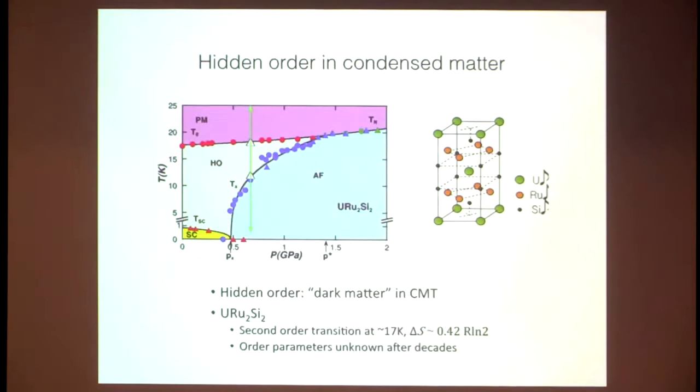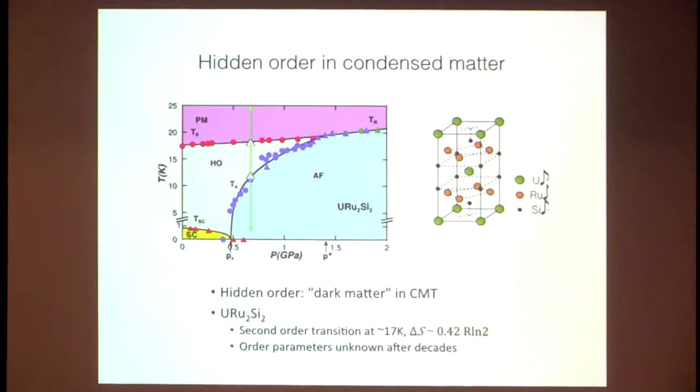So hidden order is an older subject in condensed matter physics. It has been there for about 30 years. This is the famous compound uranium ruthenium silicon, where the idea of hidden order was proposed. This compound has both conducting electrons and local moments, and as you cool the system, around 17 Kelvin, there is a phase transition. This is signaled by a peak in the heat capacity. And across this phase transition, there is a huge entropy drop, of the order of that per sublattice. So this is a huge entropy drop.